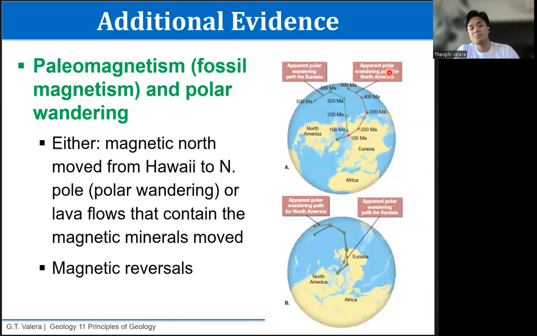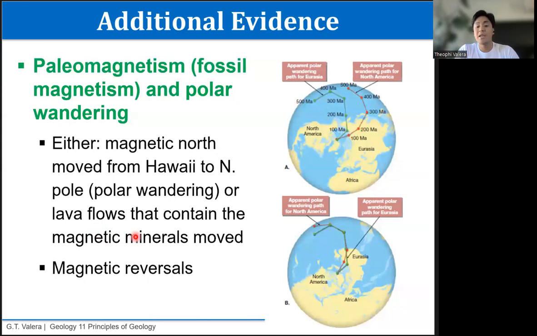So this apparent polar wandering path for North America and for Eurasia, we now know actually represents the movement of the North American plate and Eurasian plate through time. Okay, so either we have the magnetic north moving from Hawaii to the North Pole, or the lava flows that contain the magnetic minerals are the ones that actually move. So which one is true? We believe that this is the case: lava flows that contain the magnetic minerals moved through time.